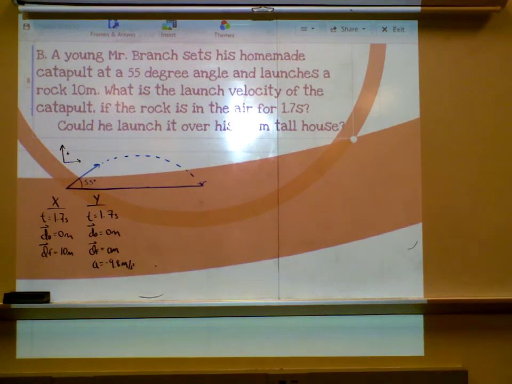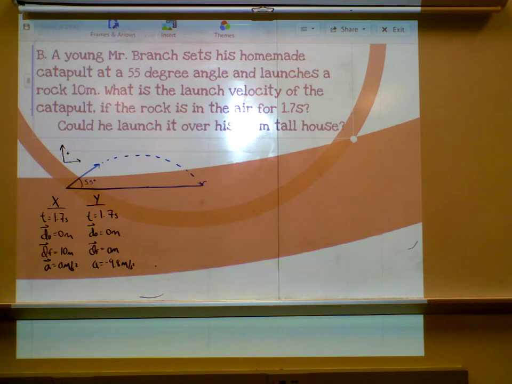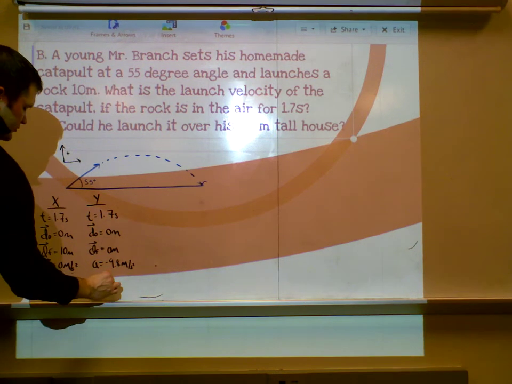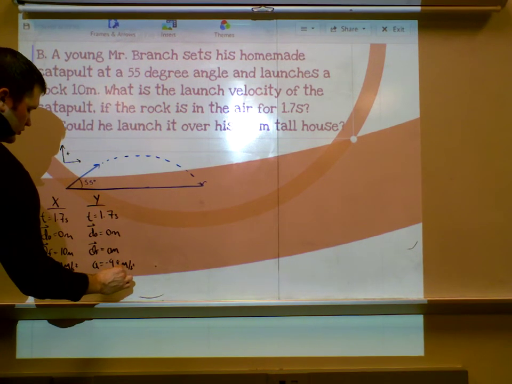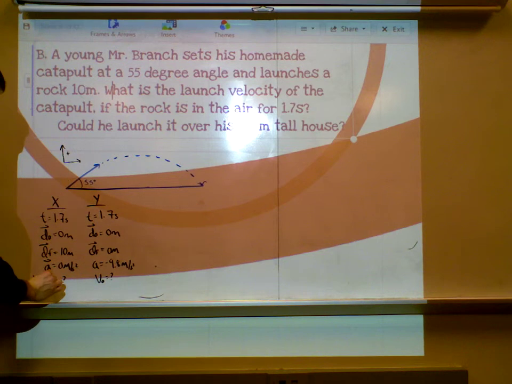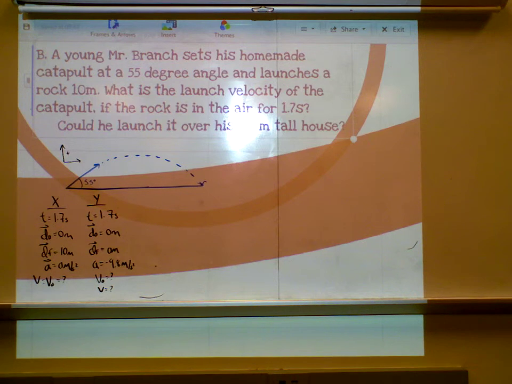What else do we know? In the X direction, what's our acceleration? 0, as long as we're not counting air resistance. Do we know initial velocity in the X direction? No. Initial velocity in the Y direction? No. Final velocity in the Y direction? No. Final velocity in the X direction? No. Part of teaching is asking questions I know the answers to.